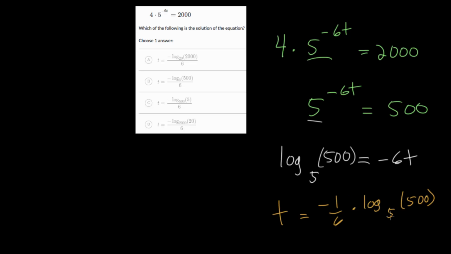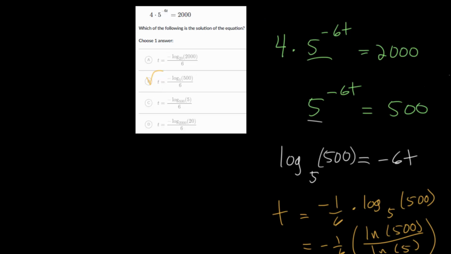And this one, we don't actually need to find the decimal answer since this is just multiple choice. But if we did need to, we could use our change of base rule. This is still minus 1/6. And now it'll be multiplied by the quotient. We'll use natural log for this. So ln of the top number divided by ln of the bottom number. But like I mentioned, we don't actually need a decimal answer. We just want this exact answer in the original logarithm. And so it's got to be negative log base 5 of 500, and we're dividing by 6. So it looks like choice letter B here.